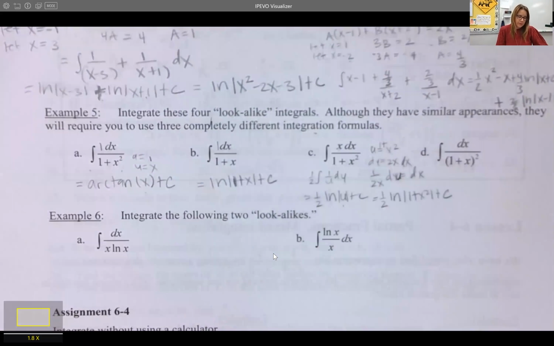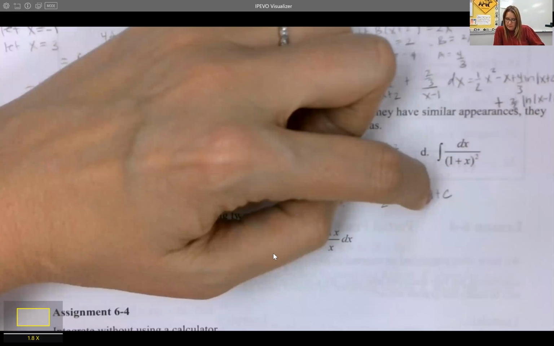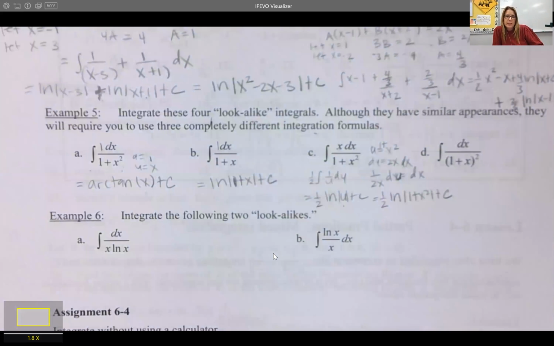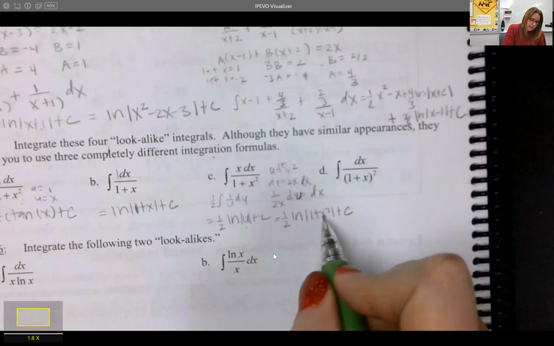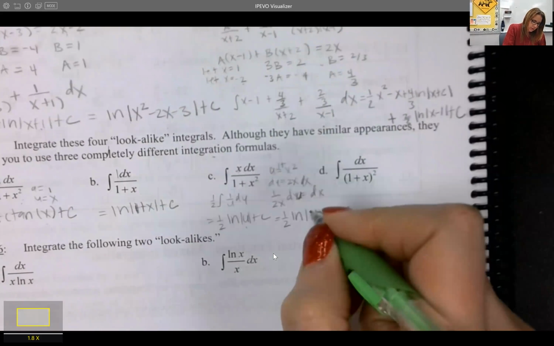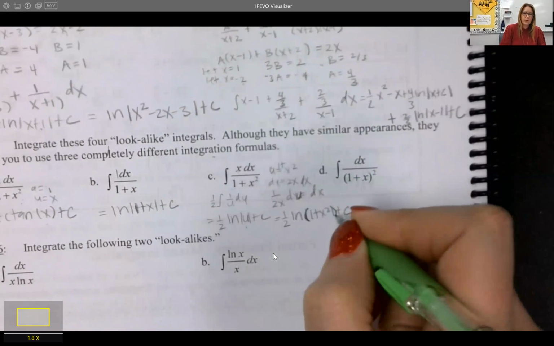Now, with the 1/2 there, I could bring that up and write it as a square root if it was multiple choice and they had to go further. Also, x squared plus 1 will never be negative, so I don't need absolute values. I could do parentheses. Okay?